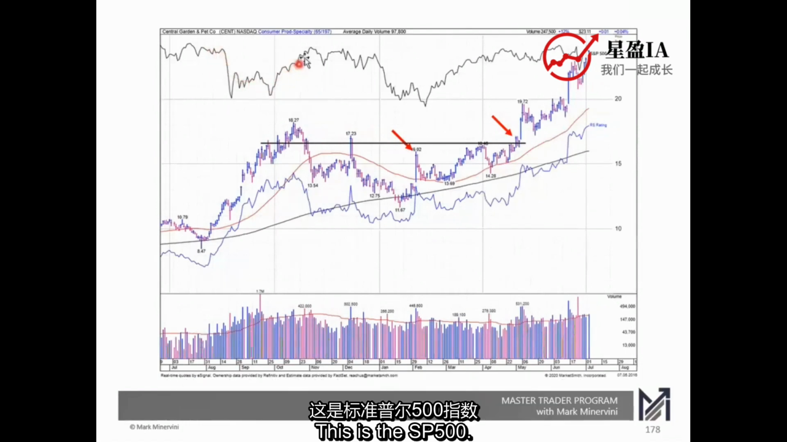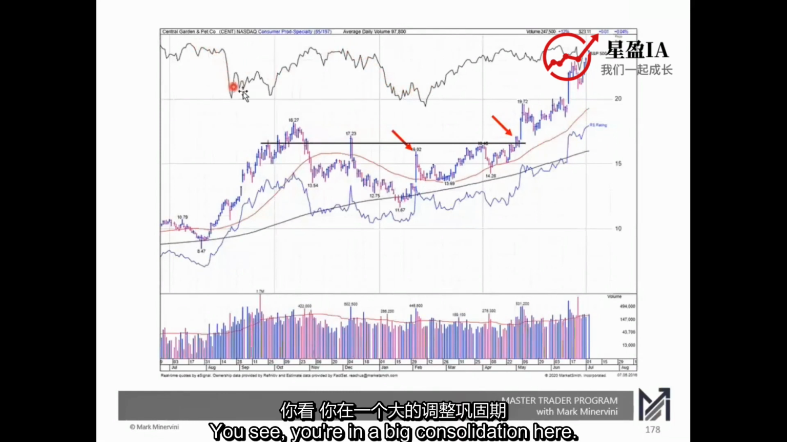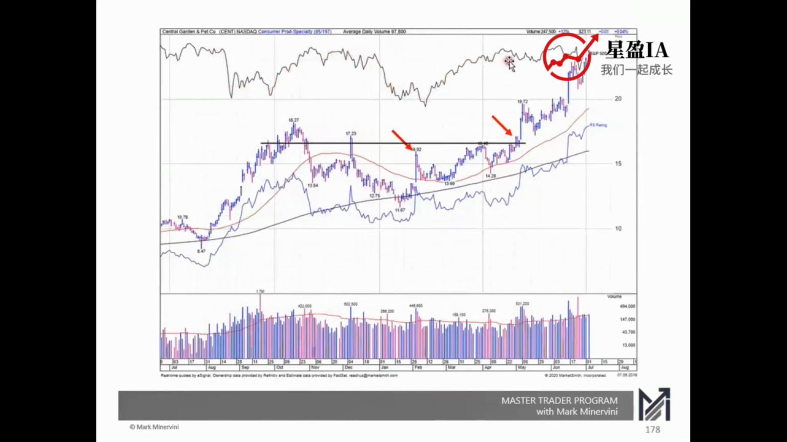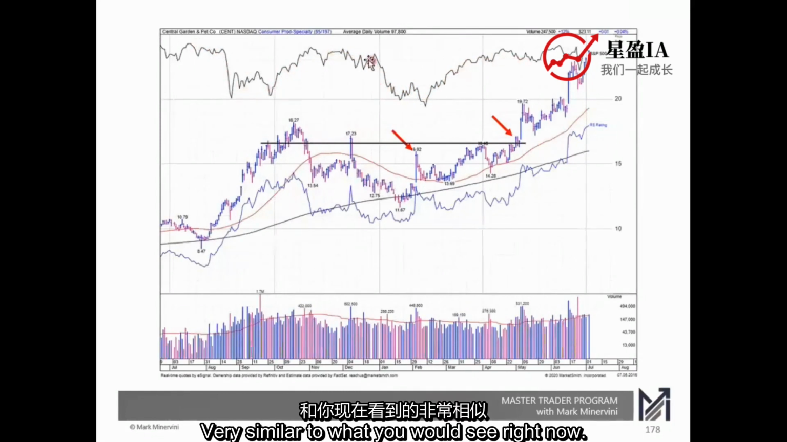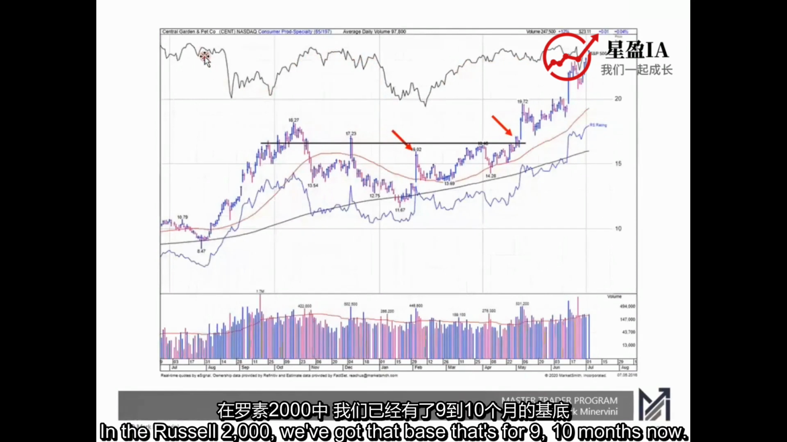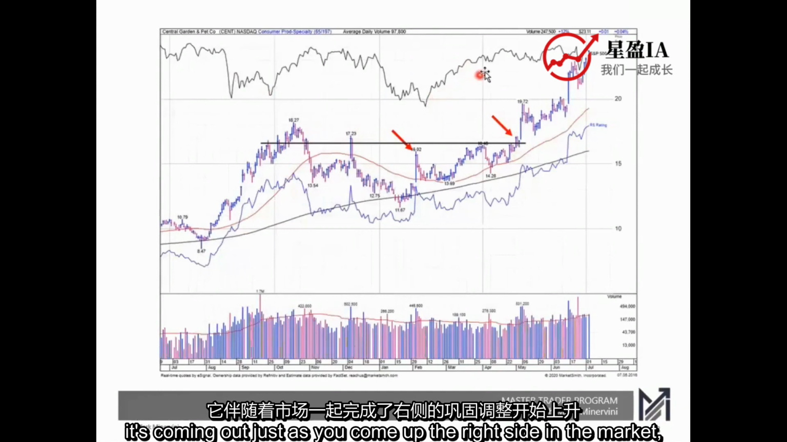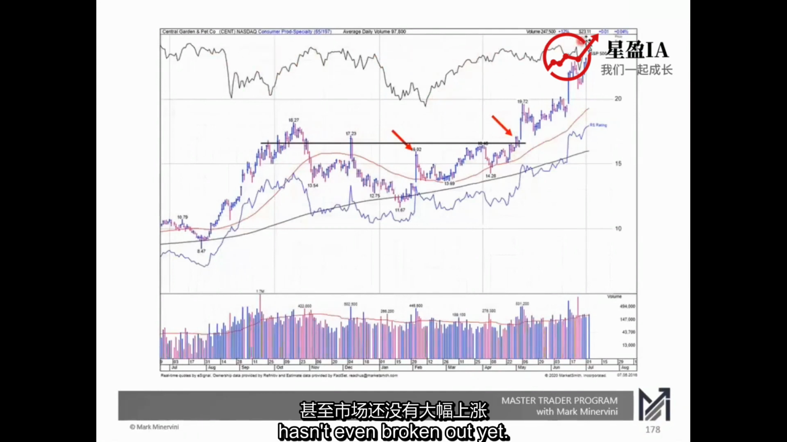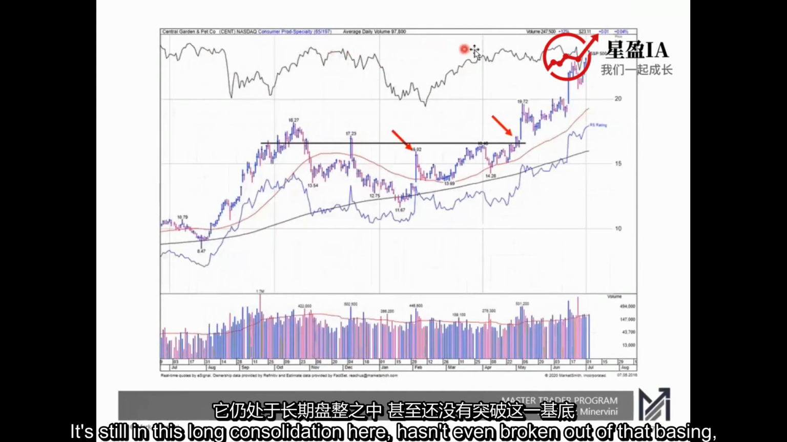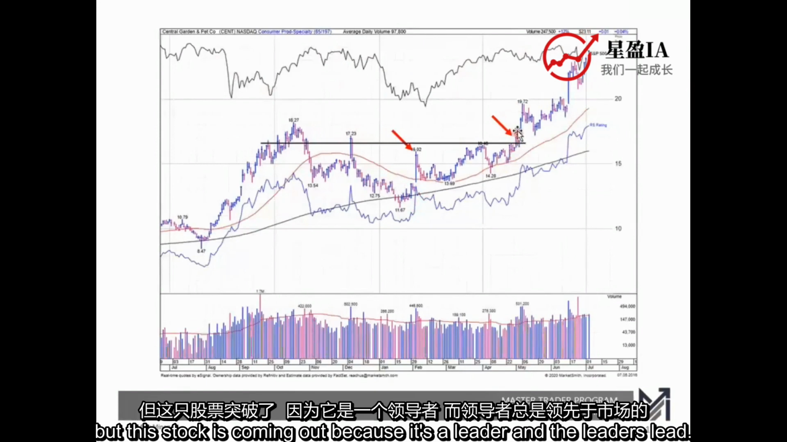Look at right here. This is the S&P 500. You see, you're in a big consolidation here, very similar to what you would see right now in the Russell 2000, where you've got that base that's been going for 9-10 months now. So again, here's a stock coming out just as you come up the right side, and the market hasn't even broken out yet. It's still in this long, wide consolidation and hasn't even broken out of that basing, but this stock is coming out because it's a leader, and the leaders lead.